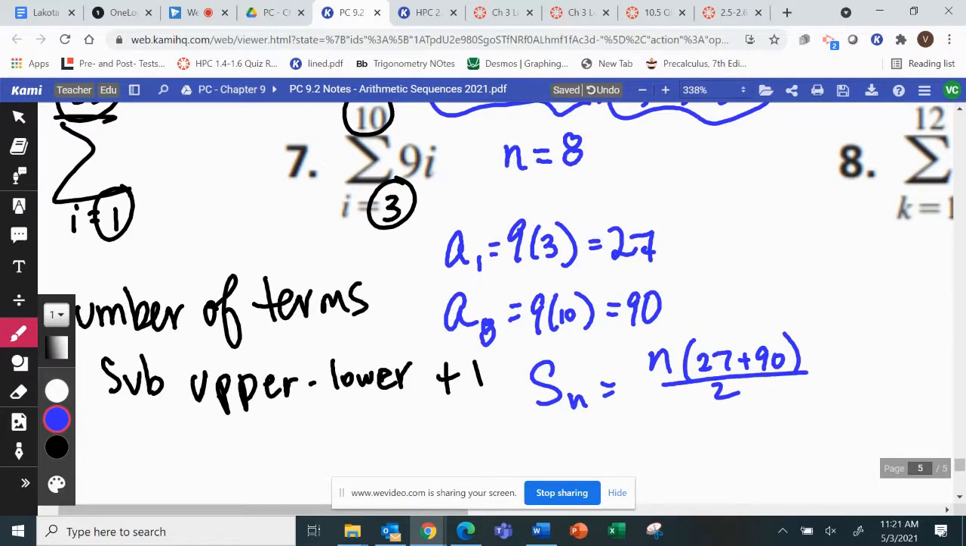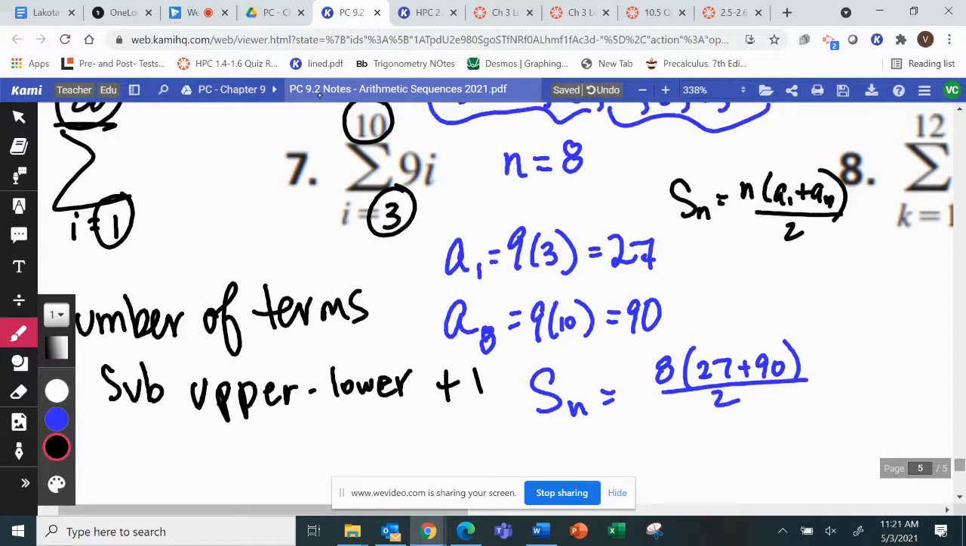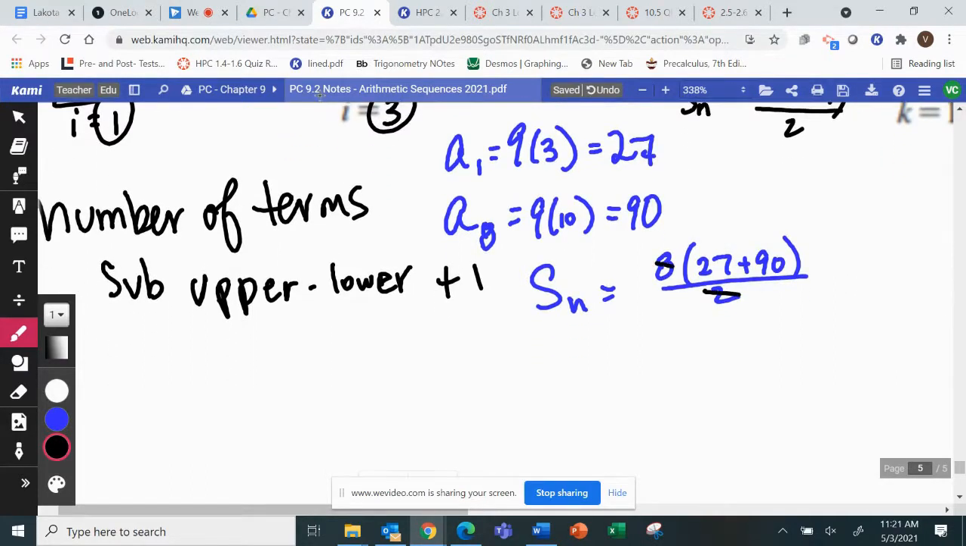Oops, I forgot to write in the number of terms. That was my formula. I was writing and then I got, nope, it's not 8. I mean, it's 8. So remember the formula, S sub n is the number of terms times a sub 1 plus a sub n over 2. So I plug that in. I'm going to divide my 2 from the 8. So I get 4 times 117.